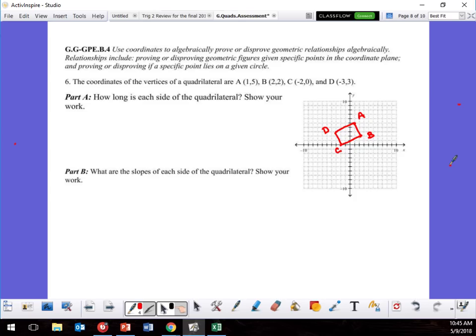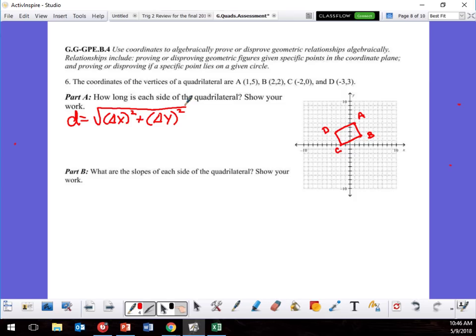So now, if I'm asking for how long, what am I actually looking for? Distance, right? Not slope. I'm looking for the distance, so I need to use the distance formula. I'm going to show you guys how to do this again. So we know that the distance is equal to the square root of delta x squared plus delta y squared. Okay, so we're going to start with the distance of each side.